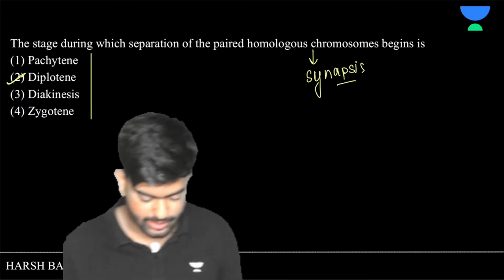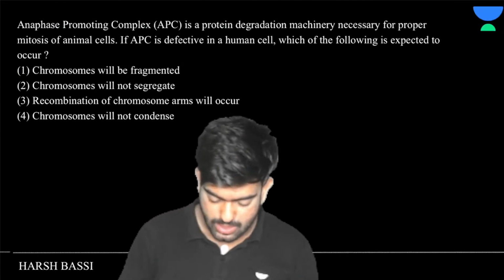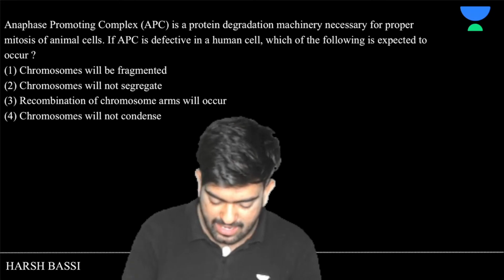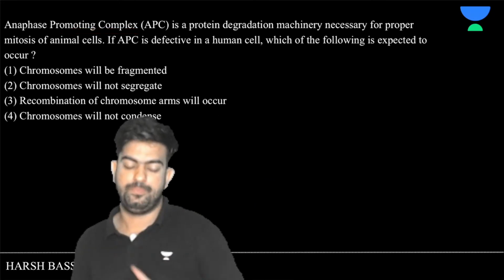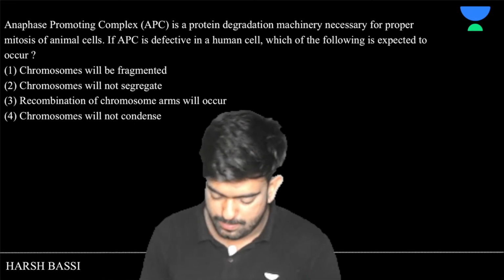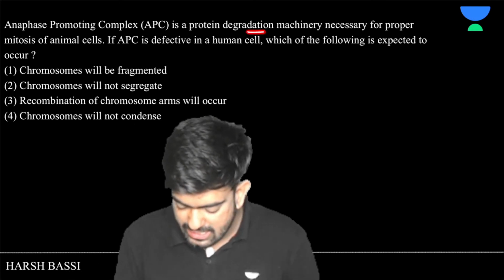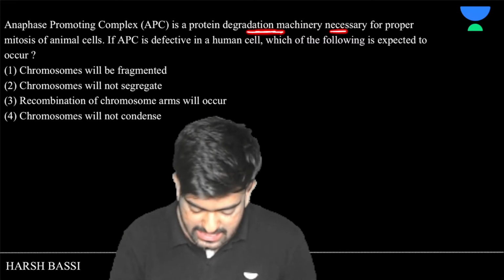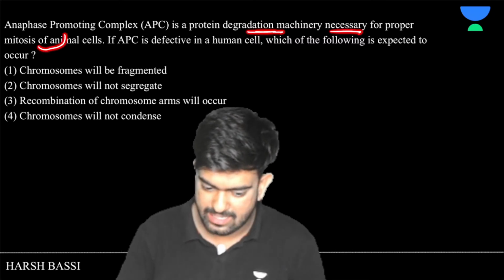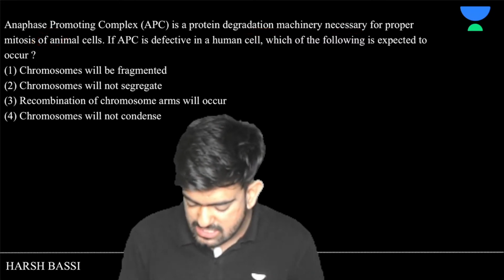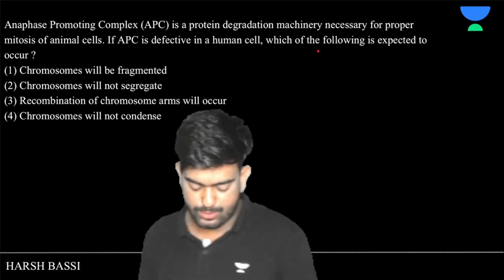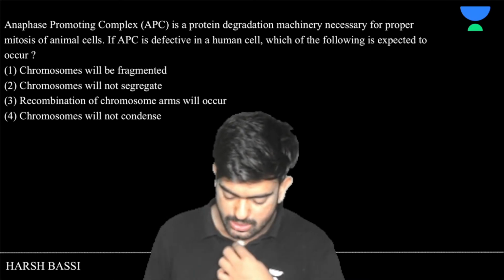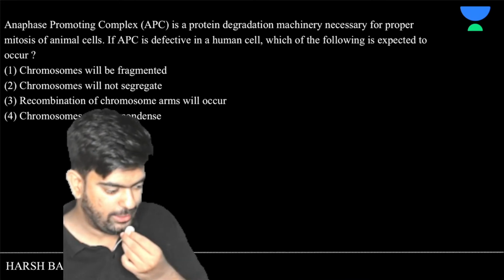That's very good. Now next we have the anaphase promoting complex, which is APC. Anaphase promoting complex is a protein degradation machinery necessary for proper mitosis of animal cells. If APC is defective in human cells, which of the following is expected to occur? They are talking about mitosis, okay?